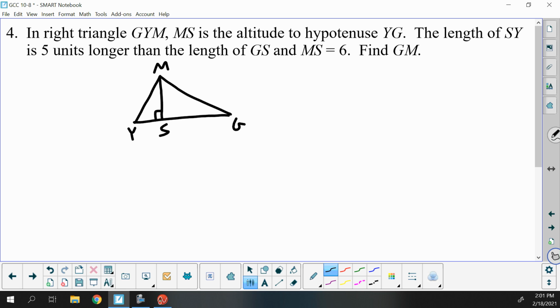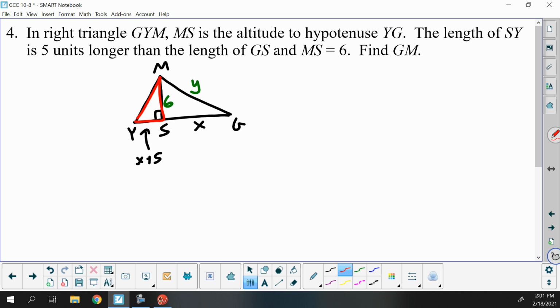So the length of SY is 5 units longer than the length of GS. So X for this, we'll have X plus 5 for that. So again, it's not drawn to scale, but you just go with how it looks in order to match up the proportion. That's really all we care about. And they also tell us that MS is 6, and we want to find eventually the length of GM. So let's call this Y, because that's what we want to eventually find.